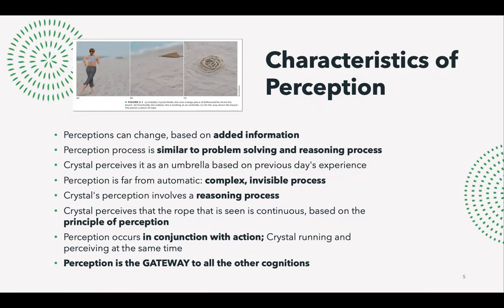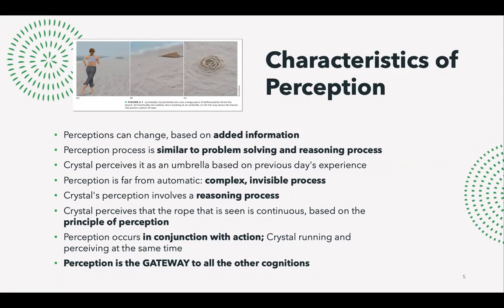The first one: her experience of seeing what she thought was driftwood turn into an umbrella illustrates how perception can change based on added information. Crystal's view became better as she got closer to the umbrella, right? And it also shows how perception can involve a process similar to reasoning or problem solving. Crystal figured out what the object was based partially on remembering having seen the umbrella the day before, and based on her past experiences as well.